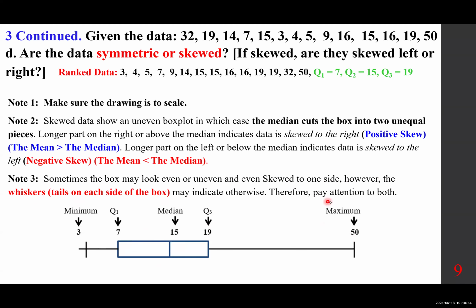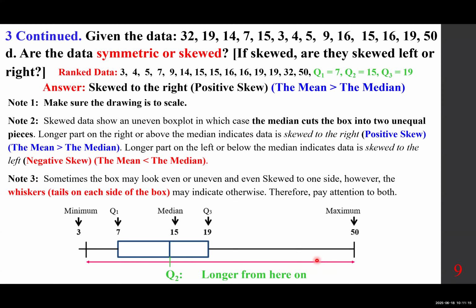So how do we know this is skewed? It's very simple. You draw a line and you look at Q sub 2, which one is longer, to the left or to the right? If they are the same, they are not skewed. They are symmetric. If they're not, then they are skewed. So as you can see, it's longer on the right side. It is skewed to the right. The mean is larger than the median. So it's very simple to figure it out.